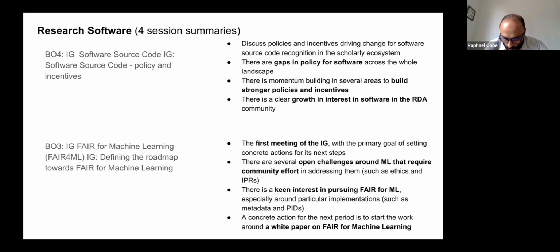Next was the FAIR for Machine Learning interest group, but I think Gretchen already did the report on this. But in any case, just to outline that they are very interested in writing a white paper on FAIR for Machine Learning.